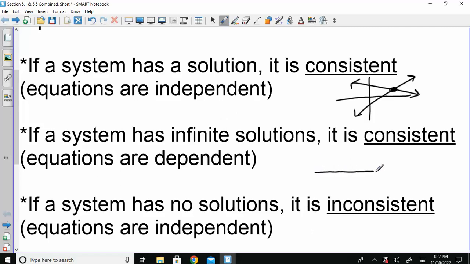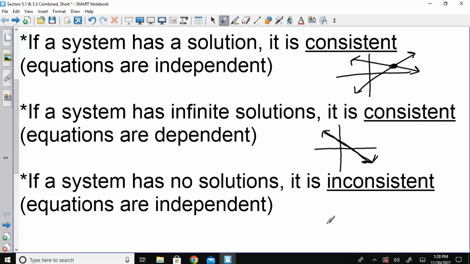If they're dependent, that means you have infinite solutions. So what that means is you have two equations and they are the same line. So you end up with only one line on your graph. Every point on that line is a solution.